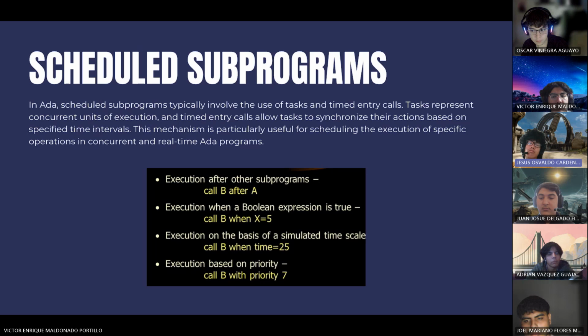What this means is that scheduled subprograms are pieces of code that can be scheduled to run when, for example, an execution after other subprograms, an execution when a Boolean expression is true, an execution on the basis of a simulated timescale, or an execution based on priority. This means that when these requirements are met, the scheduled subprograms are going to be run by the compiler.